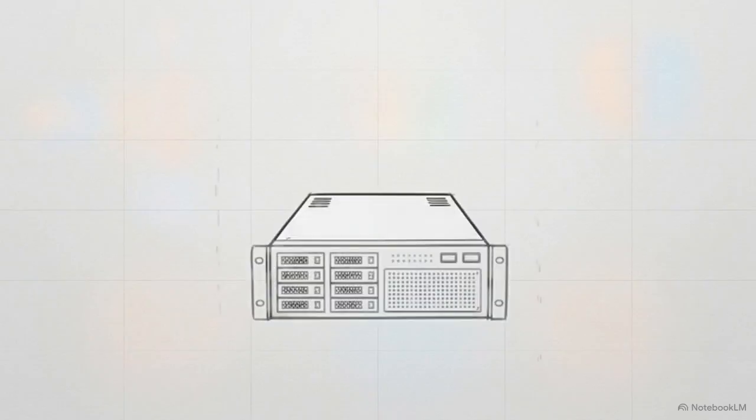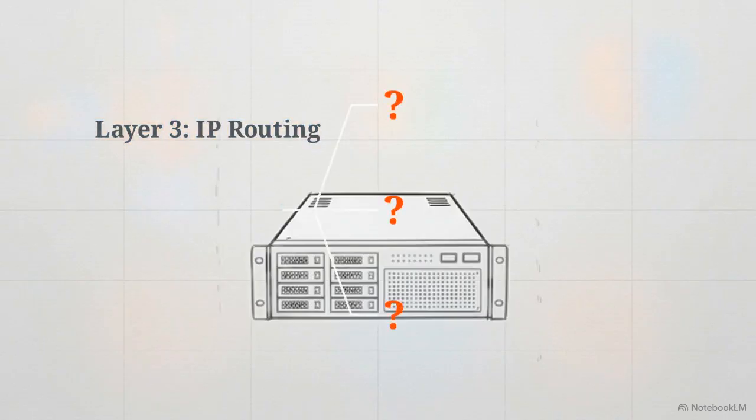Once that packet arrives at the machine, the network layer, Layer 3, has done its job. The data has reached the door, but it lacks any instructions on which specific application it needs to interact with.